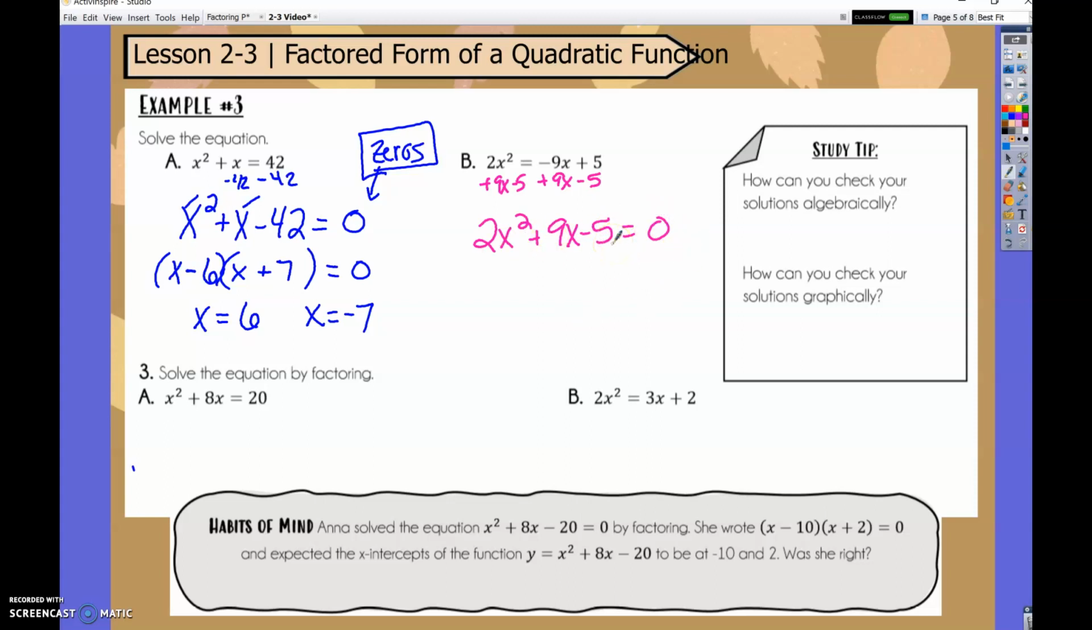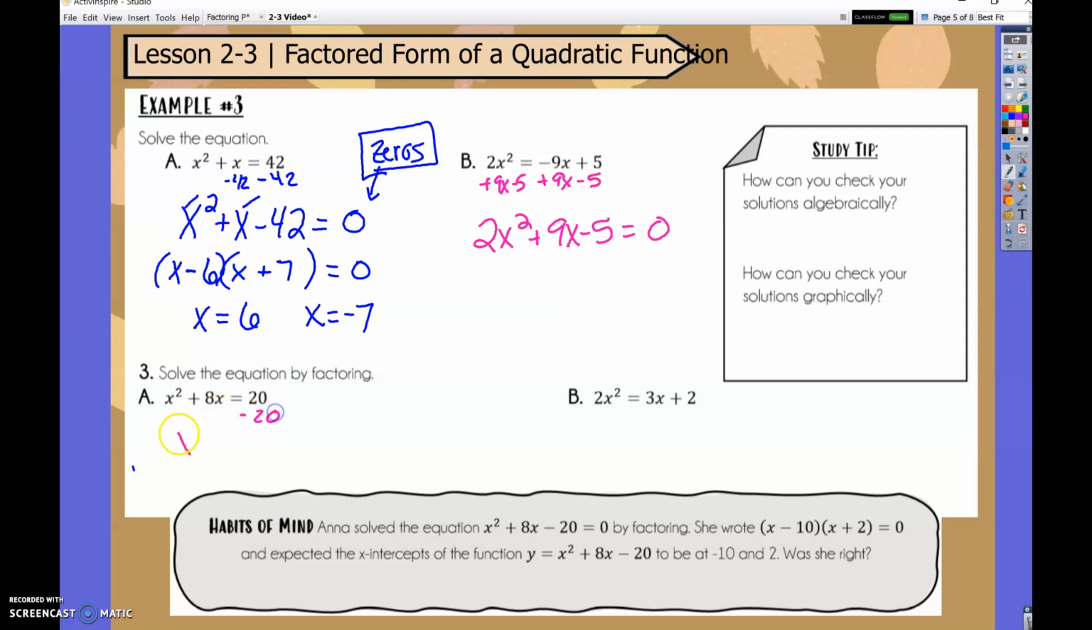You could do it by grouping, you could guess and check, you can use your diamond and box. But remember, your goal is to find what number will plug in for x or substitute in for x to make the equation equal 0. But factoring will save you some time if you don't want to spend that time guessing and checking. And then, of course, it also finds you where it crosses the x-axis.